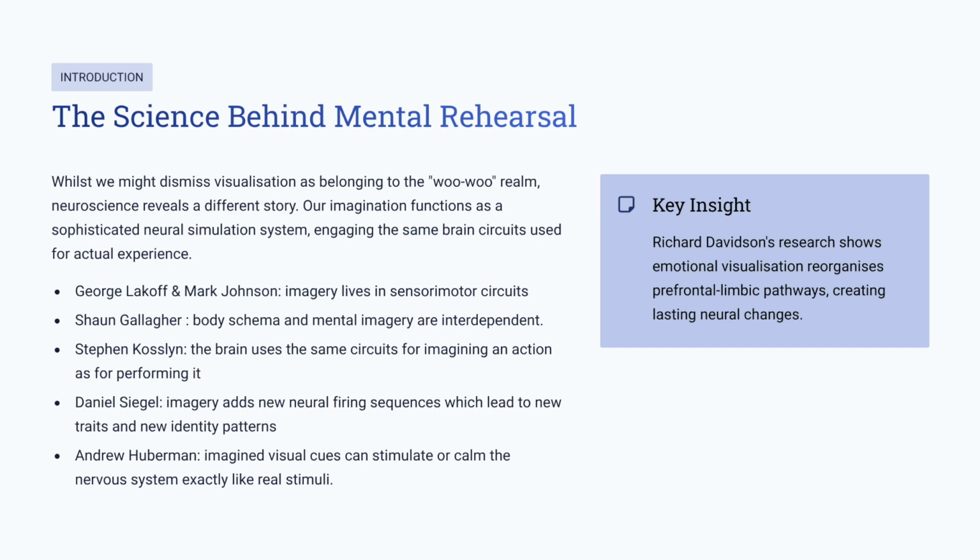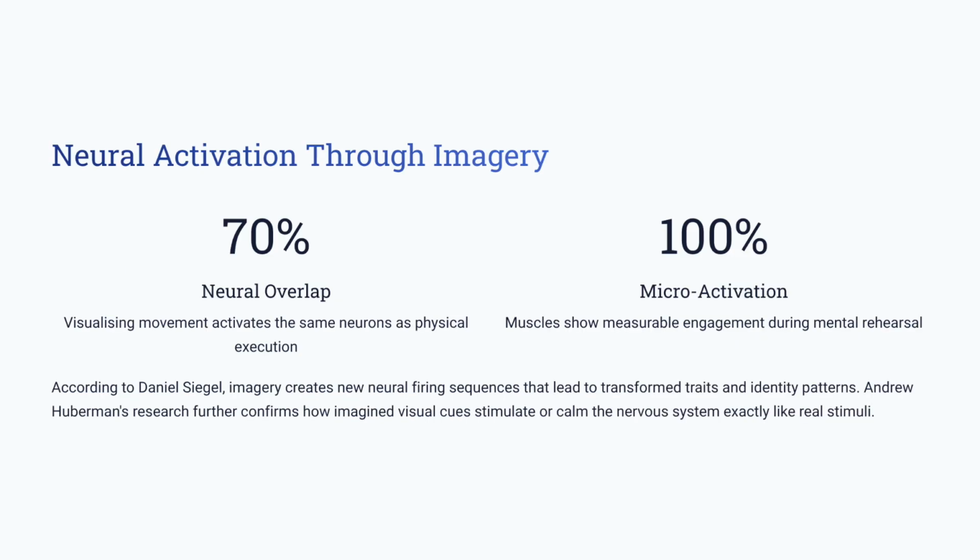In his research, Andrew Huberman further confirmed how imagined visual cues can stimulate or calm the nervous system exactly like real stimuli. Let's think of a dream most of us wish to achieve: to get fitter. Well, studies indicate how visualizing a movement activates 70% of the same neurons as physical execution. The muscles involved show microactivation, which highlights how performance increases even without physical practice.